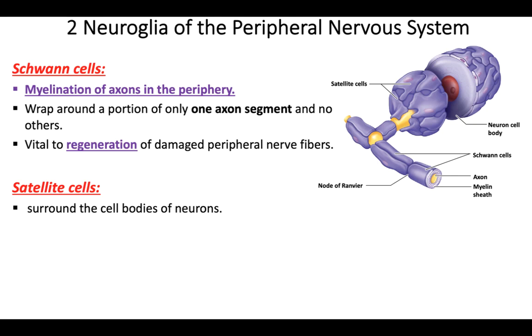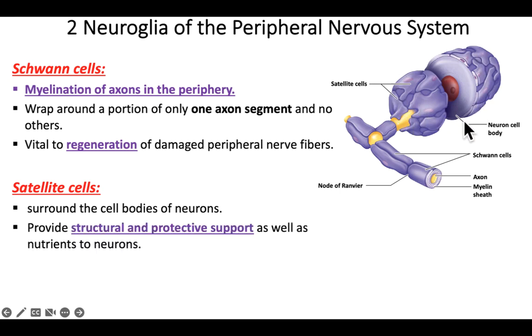Satellite cells are also found in the PNS. They surround the cell bodies of neurons. We'll learn what the cell bodies are when we get to neurons, but that's where you're going to have the nucleus of the neuron. So these are all satellite cells. They kind of surround that cell body and provide structural and protective support. So I think they were called satellite because they kind of surround that cell body, kind of like satellites might surround the Earth. And again, they're more of a structural and protective cell for the neurons.